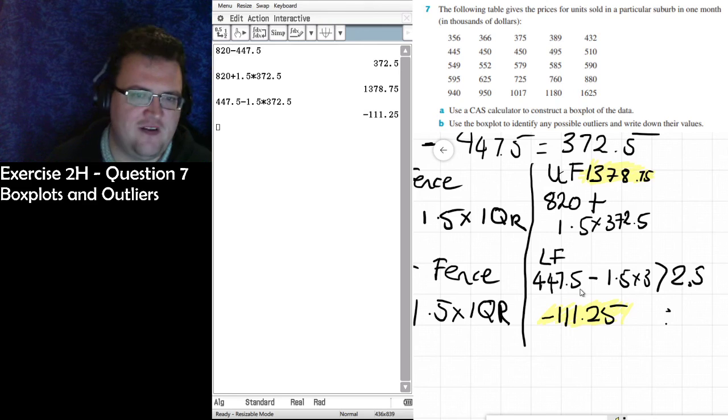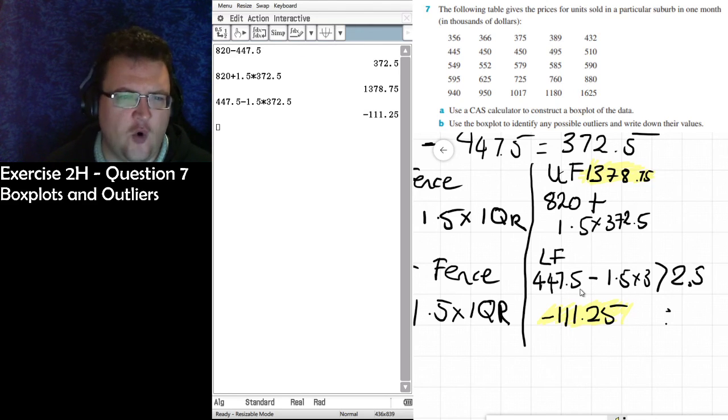I don't know about you, but I've never seen someone try and sell a house for negative money. Not unlike the price of oil these days. Apparently it's negative $40 a barrel, meaning they're paying you $40 to take it off them. Must be nice.